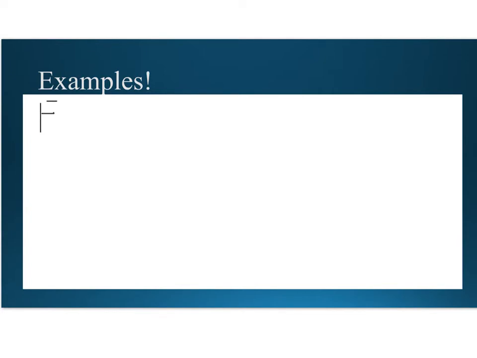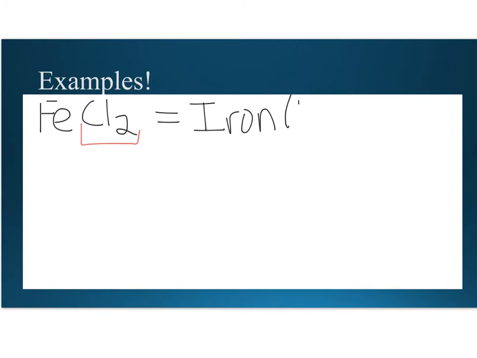If I have FeCl2, and I need to write the name of this, I'm going to start with iron because I know that Fe is iron. But now I have to figure out what Roman numeral to put there. And I know that chlorine is a -1 charge, and I've got 2 chlorines, so that means my iron, to cancel that out, had to be +2. So I'm going to put the Roman numeral 2 here, and then put chloride. So FeCl2 is iron 2 chloride.